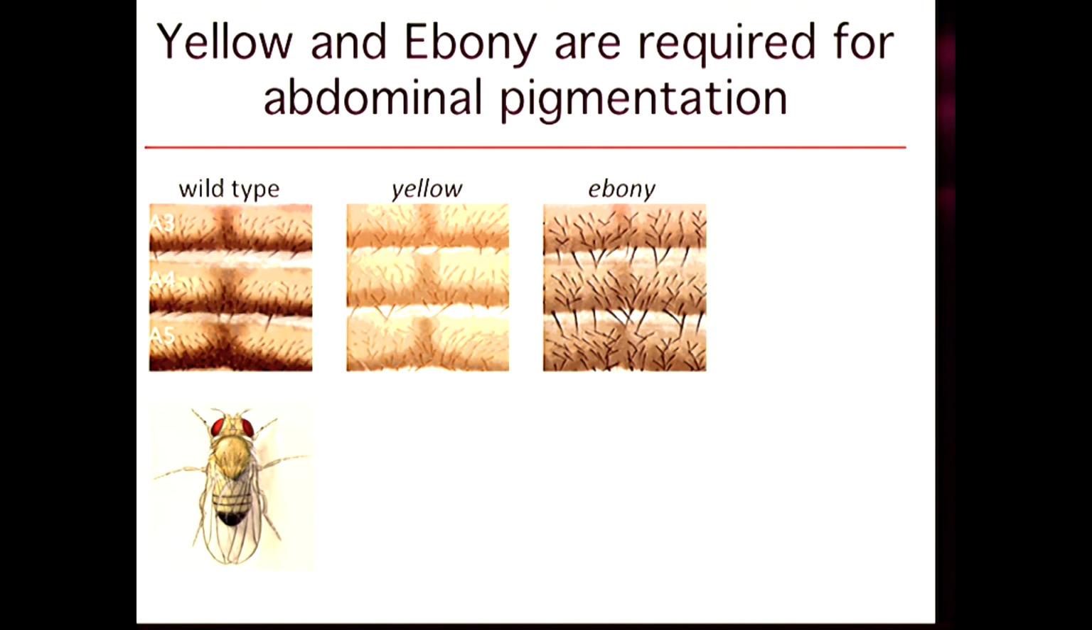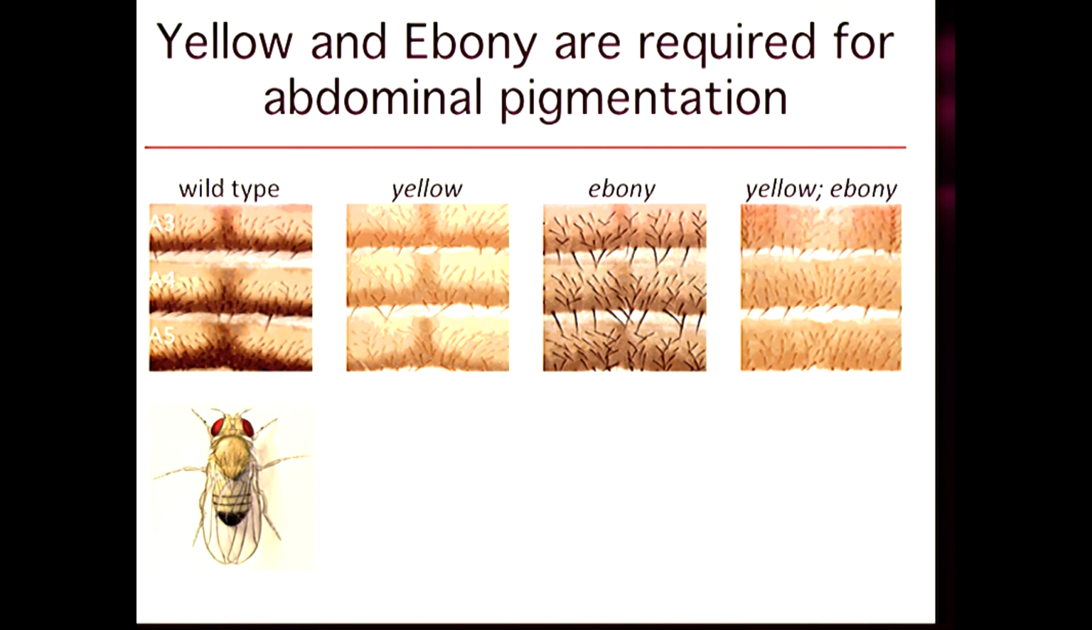This does lead to a complicated thing for me today because the normal function of the yellow protein is to make black pigment, right? You break the yellow gene, the black pigment goes away, the fly looks yellow. So yellow makes black pigment. The function of the ebony gene is to make yellow pigment. So yellow makes black, and ebony makes yellow. Got it? Okay. So that's important to know as we go through here.